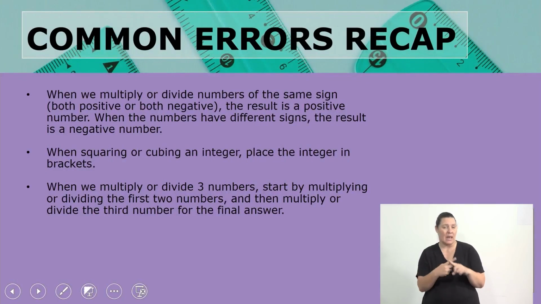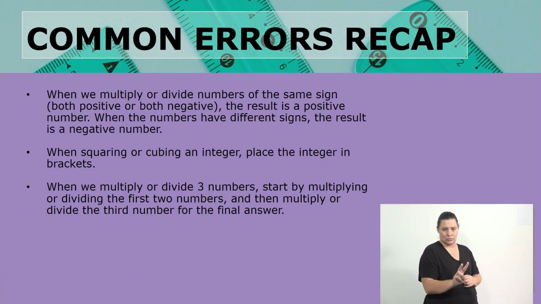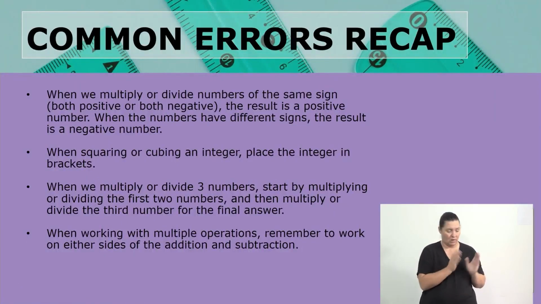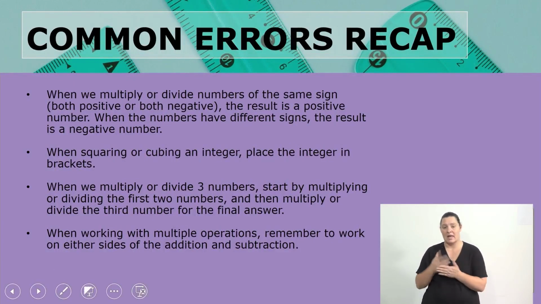When we multiply or divide 3 numbers, start by multiplying or dividing the first 2 numbers and then multiply or divide the third number for the final answer. So remember, when we are dealing with 3 numbers or more actually, then we are going to start with the first 2. Then after we are done with the first 2, we are going to include the third one. And then when working with multiple operations, remember to work on either sides of the addition and subtraction.